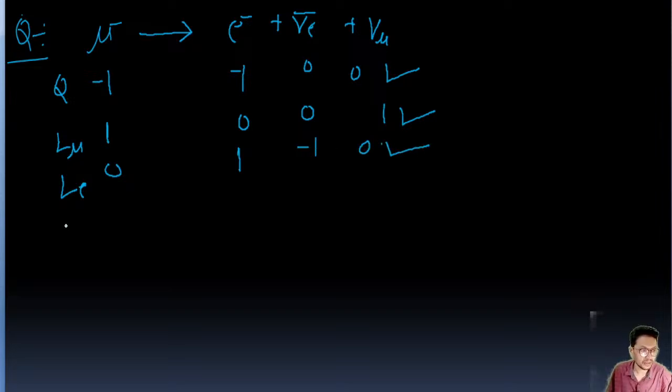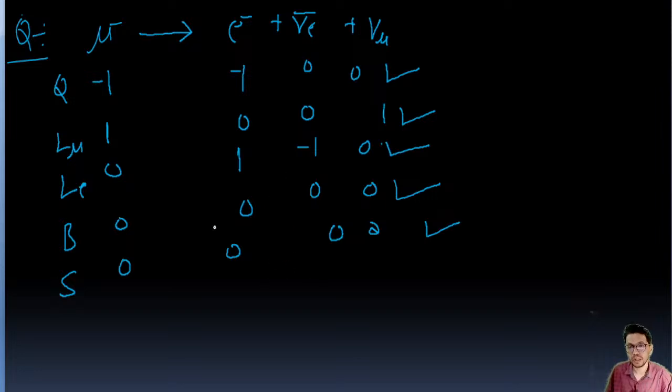Now we'll check the baryon number. None of these are baryons, so this is allowed. Now we'll check S, strangeness. These are not strange particles, so it is 0, which means delta S is 0. So this reaction is allowed. You just need to check these 4 things. Okay, allowed.